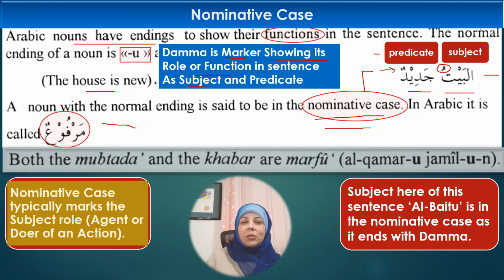Okay, so once again, because al-baytu is the subject of this sentence, it is in the nominative case ending with a dhamma, representing the subject role. And so the rule is that the mubtada and the khabar are marfu'un. Okay, this is the natural state of a noun, that it ends with a dhamma unless something changes it.